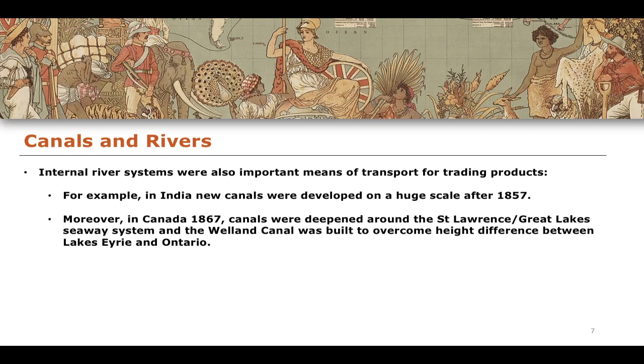In addition to this, an area that we have spent a little bit less time talking about, but was still very important, was Britain's colonial control over places like Canada. Canada in 1867 saw the deepening of their canals around St. Lawrence, and the Great Lakes, and the seaway system and the Welland Canal, which was built to overcome the height difference between Lakes Erie and Ontario. All of which, of course, led to a deepening integration of Canadian trade and Canadian economic developments with the empire itself.